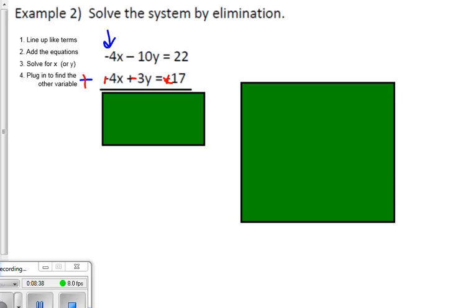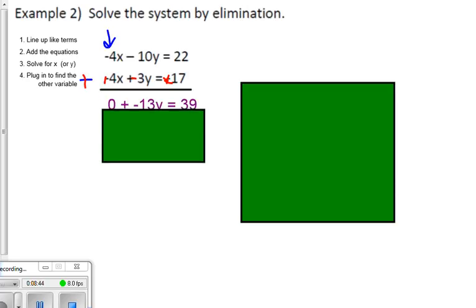Okay, so now that I look at them, I can say negative 4x and then add on 4x. That's how I get to 0x, or just 0. Negative 10y, adding on negative 3y. Negative 10 plus negative 3 would be negative 13, so we'd be at negative 13y, because those are our y terms. Same thing, our constants, 22, and we're adding positive 17. That's going to put us at positive 39. So now our equation, we don't necessarily need this 0 anymore. It's just negative 13y equals 39.